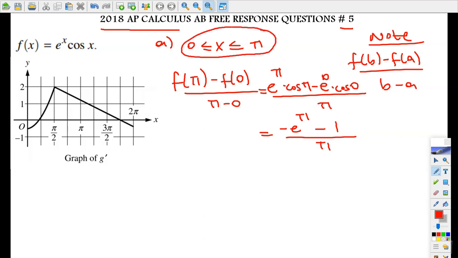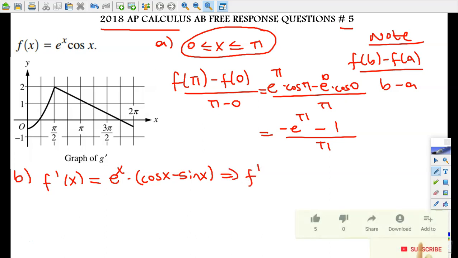Alright, let's carry on to part B. In part B, it says, what is the slope of the tangent line? The slope of the tangent line at any point is also equal to the first derivative value at the same point. So we're going to be finding the first derivative of f of x. If I apply the product rule, I'm going to end up with this expression: e to the power of x times cosine x minus sine x. That's the derivative. So if I evaluate this first derivative at x equals 3 pi over 2, we're going to be finding the slope of the tangent line.